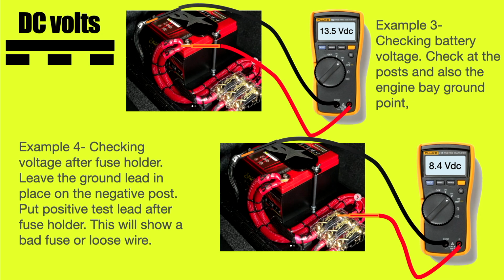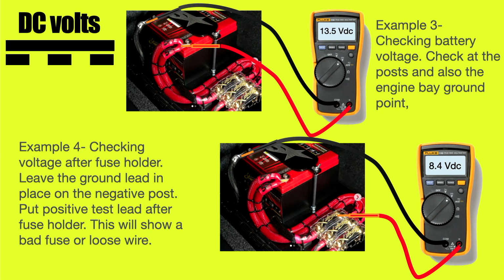Now if you have wonderful voltage there, but you still have crappy voltage at the amplifier, example 4, checking voltage after the fuse holder. This is one that a lot of guys forget to do. They just assume if the battery voltage is good, then it's going to be good between there. But a lot of the time, the fuse holders can be bad, or the fuse itself. There's a lot of cheap fuses out there that the connection points suck on.